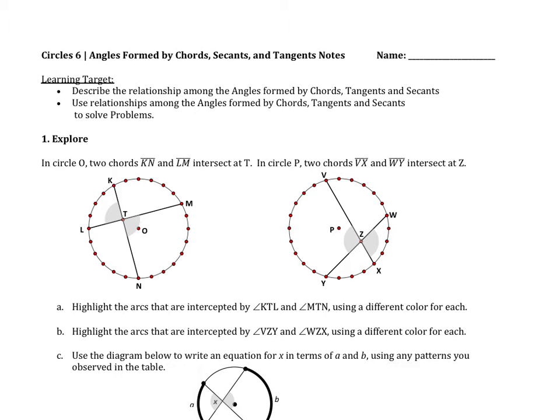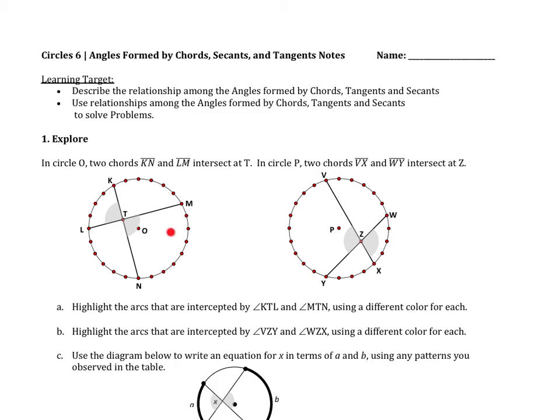In circle O, two chords, KN and LM, intersect at T. In circle P, VX and YZ intersect at Z. So let's start by highlighting the intercepted arc.